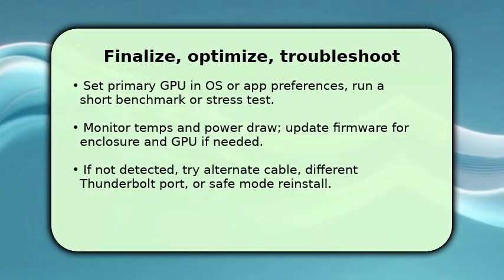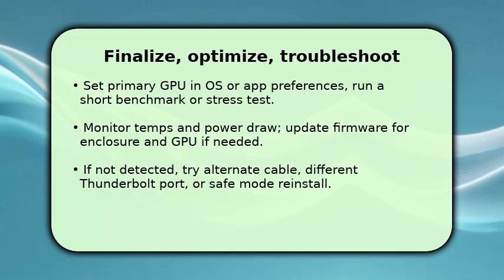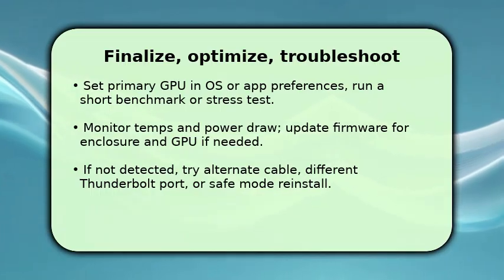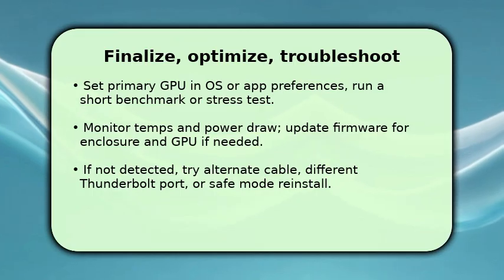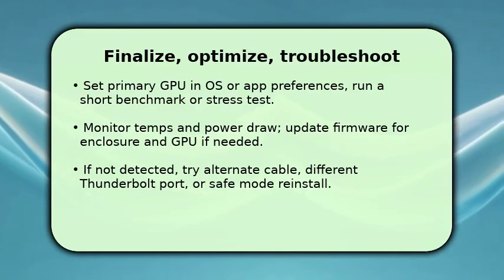firmware if anomalies appear. If the eGPU doesn't show, power cycle everything, try a different Thunderbolt port or certified cable, and reinstall drivers in safe mode. This single troubleshooting step solves common authorization or driver conflict issues.